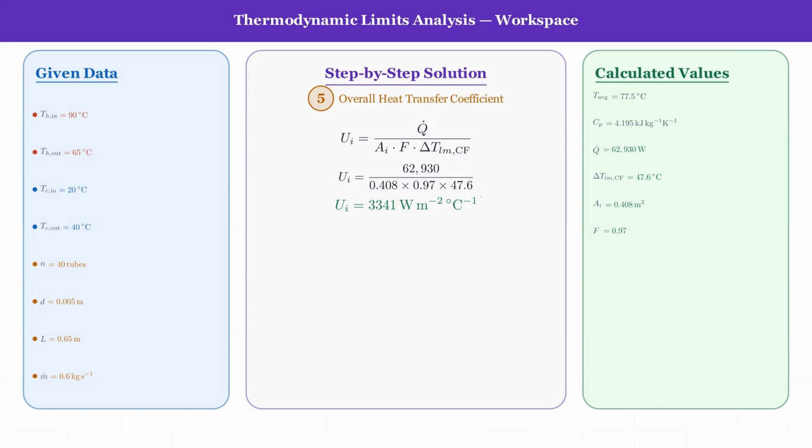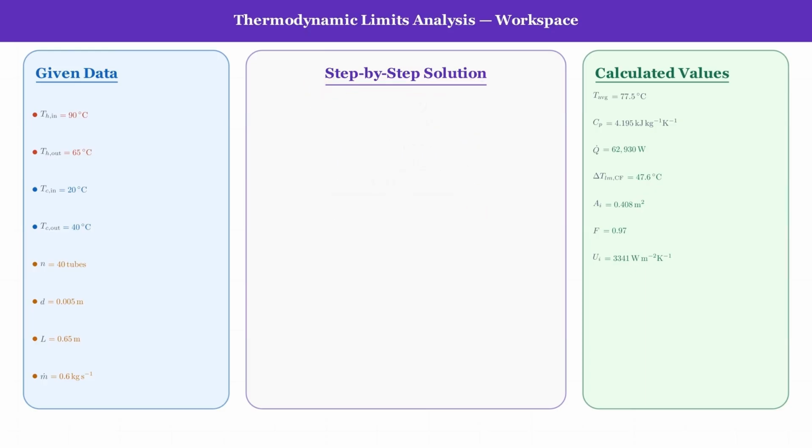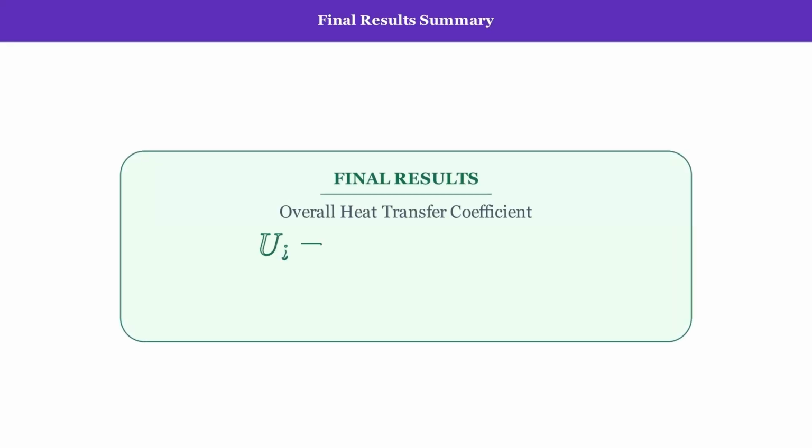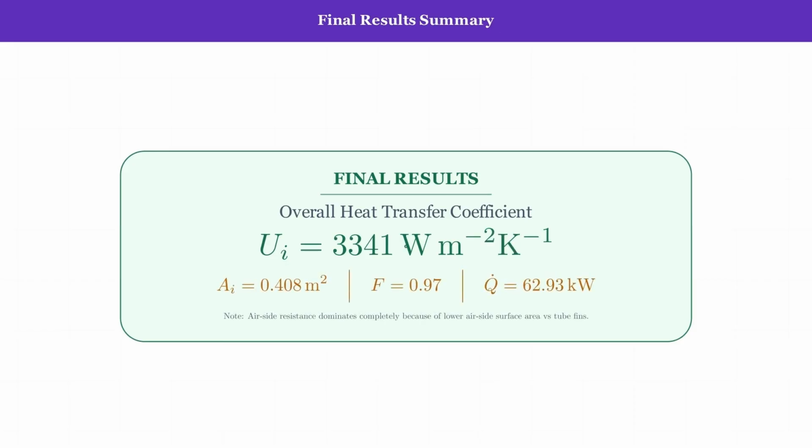The solution is complete. Let us consolidate everything the analysis has produced. Overall heat transfer coefficient, U sub I, equals 3,341 watts per square meter per Kelvin. The three supporting results confirm the pathway: an inner surface area of 0.408 square meters, a cross-flow correction factor of 0.97, and a total heat rejection rate of 62.93 kilowatts. The note at the bottom of the screen is worth reading carefully.